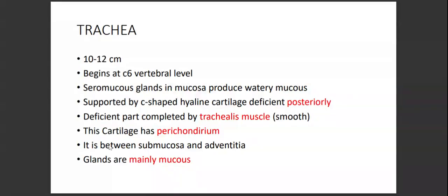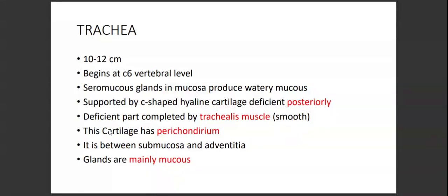Okay. So the next point says deficient part. This deficient part is not completely deficient, like just a gap without anything. No. There is a muscle which we call the trachealis muscle. It is not only enough to know that behind, at the esophagus, what completes the deficient part is trachealis muscle. You also have to know what type of muscle it is. It is a smooth muscle.